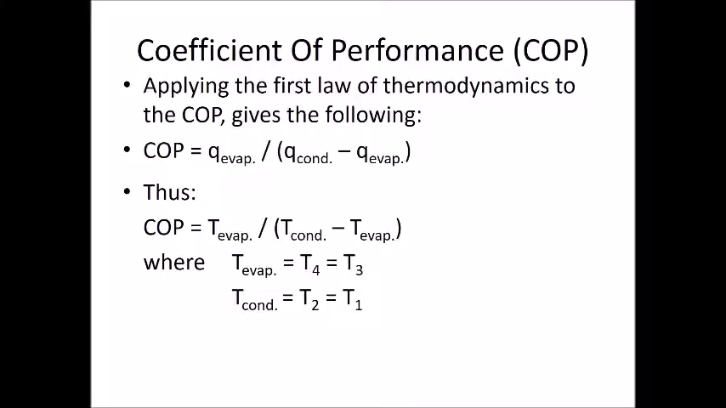So the temperature in the evaporator is equal to T4, and that's also T3, isn't it? So that's the low temperature reservoir, and the condenser is T2 and T1, so that's the high temperature reservoir. If you're confused at all, that's fine. Just jump back and have a look at the TS diagram. That's all we're doing. Okay, so if we've got that, let's move it on a little bit.